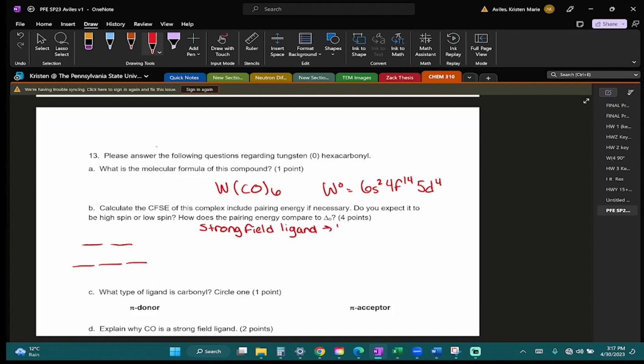So it is low spin. And since it's low spin, how does our delta O compare to our pairing energy? Is delta O larger or smaller than our pairing energy? And remember, delta O is the space between these two orbitals. Yeah, delta O is very large. This is why it's low spin, because it's easier to pair an electron.